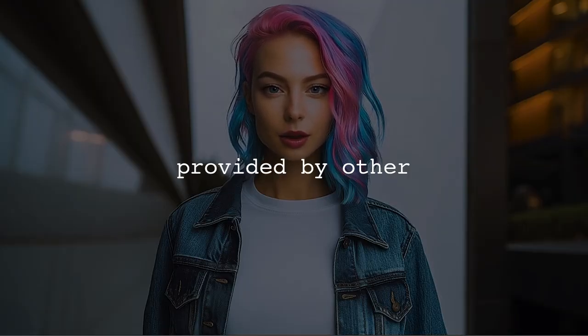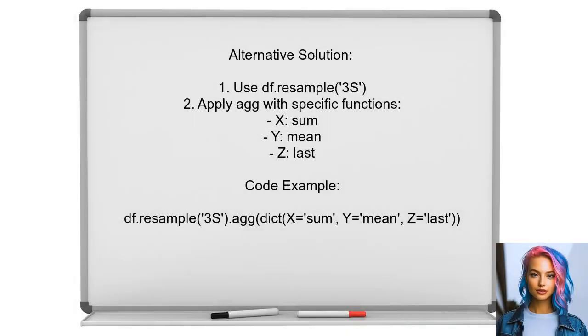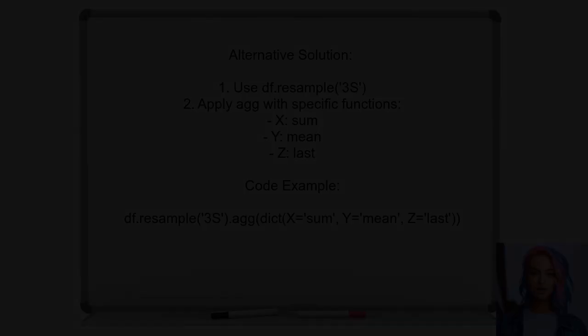Now let's look at the answers provided by other users. An alternative approach suggested by a user involves using the agg function after resampling. They demonstrate this with a data frame containing 3 columns, X, Y, and Z. By applying the resample method with a 3-second frequency, they specify different aggregation functions for each column. Column X is summed, column Y is averaged, and column Z takes the last value. This method allows for efficient in-place aggregation without creating a new data frame.